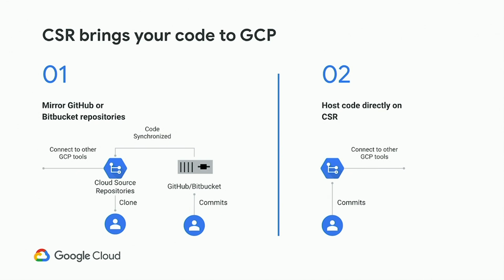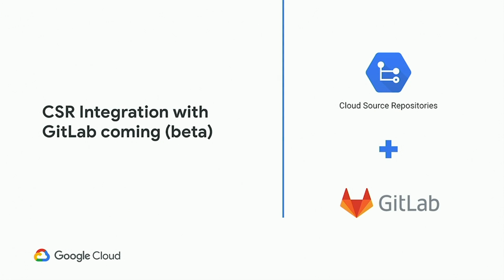Alternatively, you can choose to host your source code directly on Google Cloud Platform in Cloud Source Repositories and have your entire development team collaborate there. Next, we're also excited to announce an upcoming integration with GitLab, which means that you'll be able to host your repositories on GitLab and mirror all that source code into Cloud Source Repositories to take advantage of all of those integrations. This will be available in the next month.